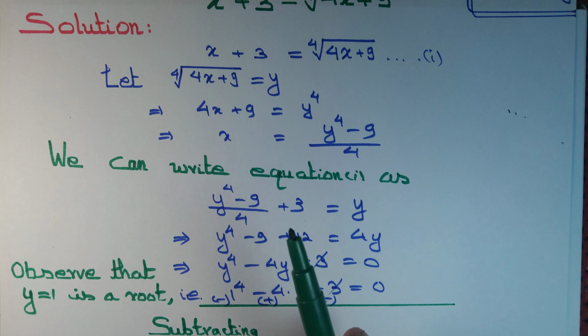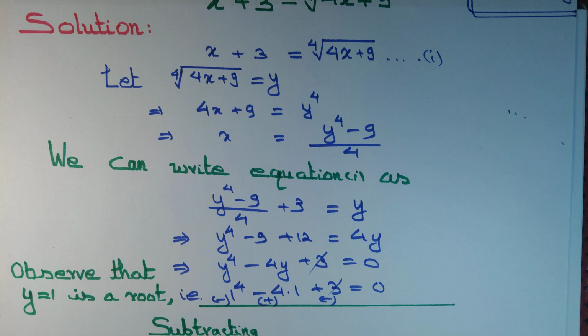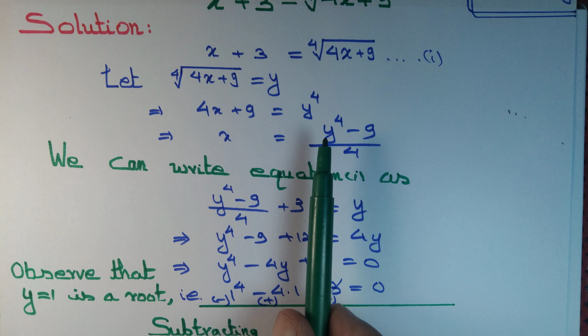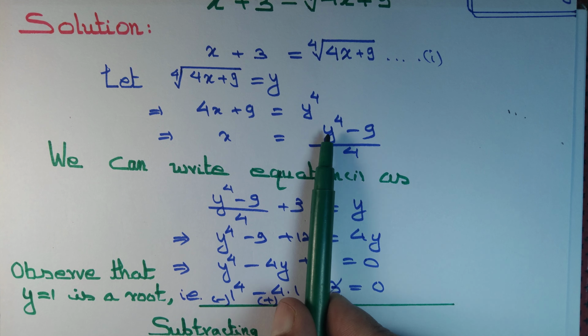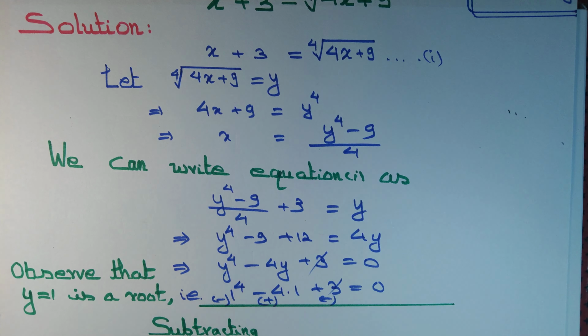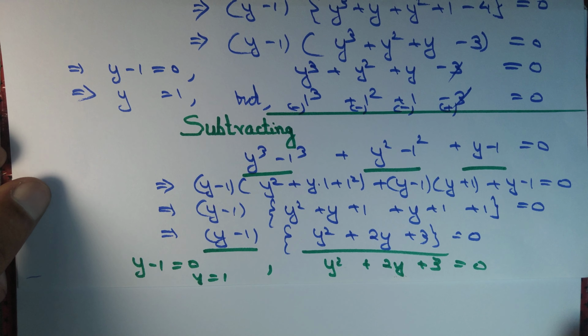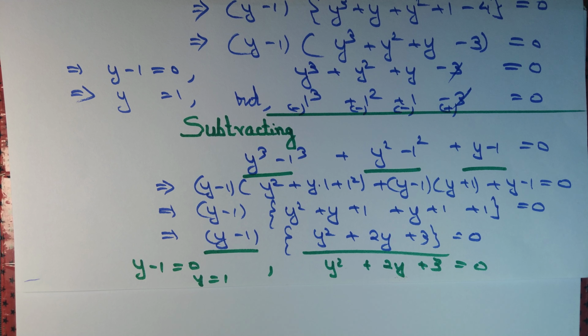But x equals y to the power 4 minus 9 by 4. So when I write 1, we get 1 to the power 4, that's 1. So 1 minus 9 is minus 8, minus 8 by 4 is minus 2. x equal to minus 2 is a solution of this equation. If we restrict ourselves to only real numbers, what if x were complex numbers? Let's proceed further.